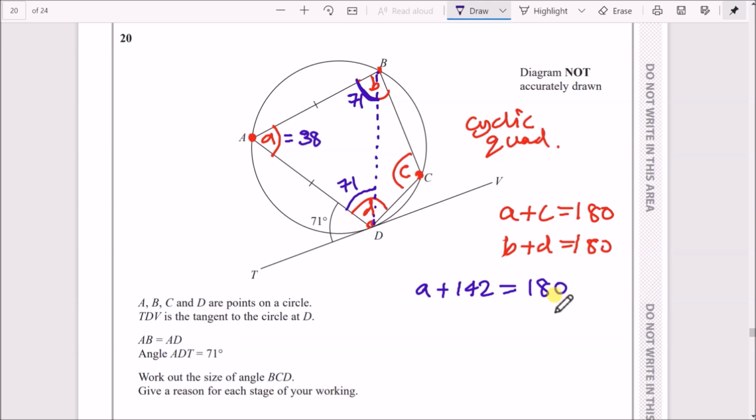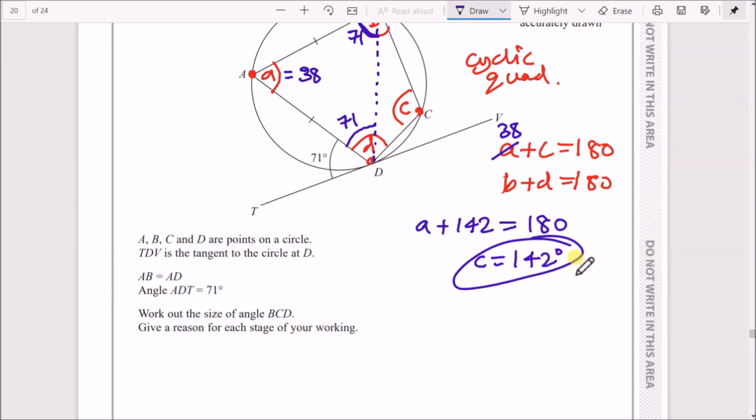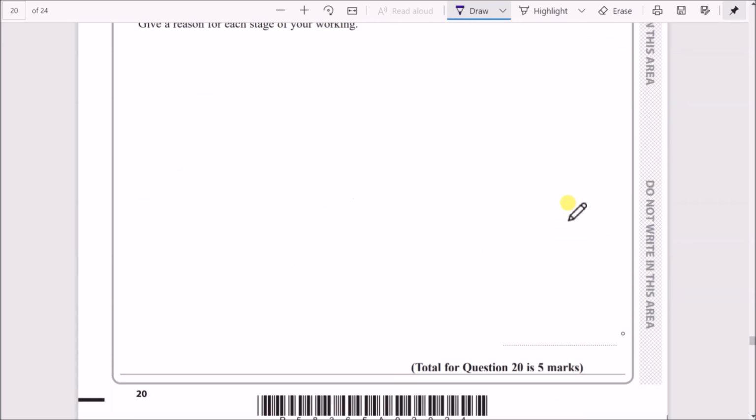And that's it, guys. Now finally, if we go back to the cyclic quadrilateral rule, we said earlier that angle A and C sum up to make 180 as well. Because we know that A here is 38, we can easily work out C. If you subtract 38 from 180, you're going to get a C value of 142 degrees. And that's the answer, guys. The angle BCD is 142 degrees. And yeah, that's it.